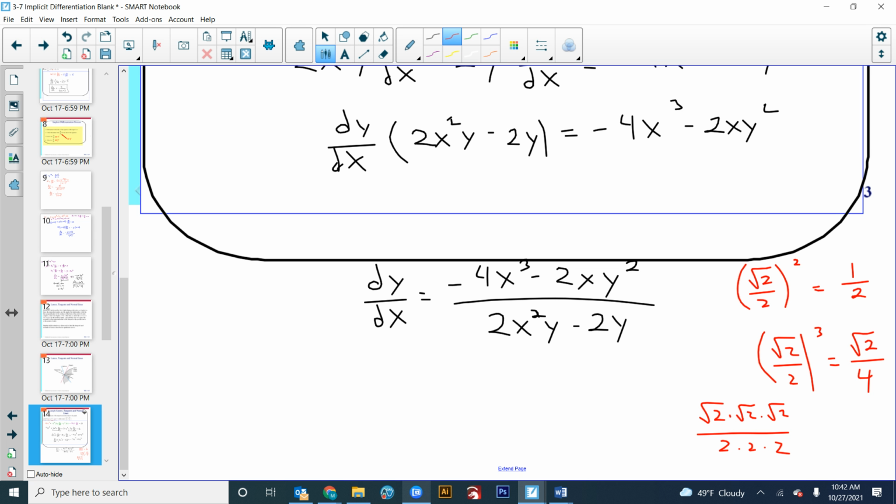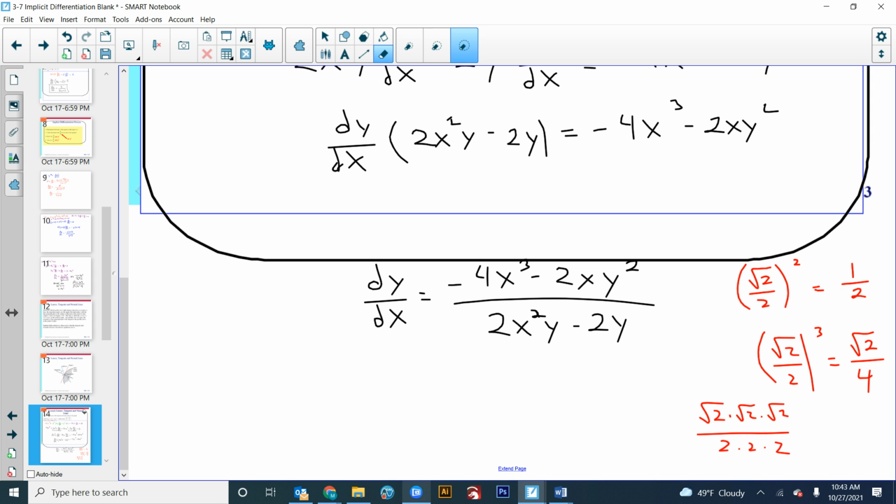Good enough for me. Do you need to pass or are you good? Okay. All right. What'd you guys get? Do you agree it's radical 2 over 4? Could you do it this way? I mean, this is 2 radical 2 over 8. Reduce 2 over 8, 1/4, right? Radical 2 over 4. Awesome.